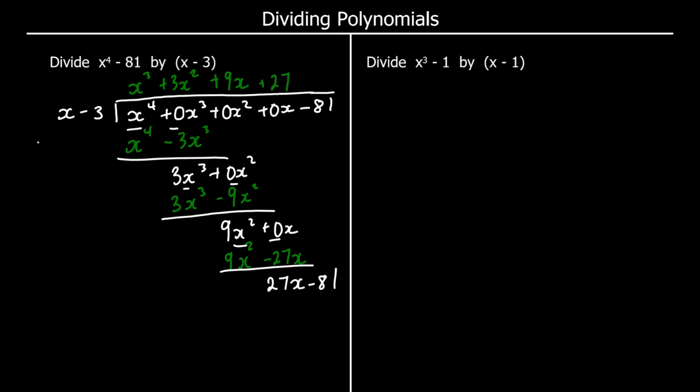And then times will give us 27x minus 81. And we've got no remainder. So we have x cubed plus 3x squared plus 9x plus 27.